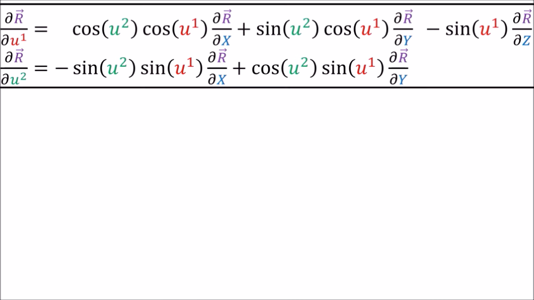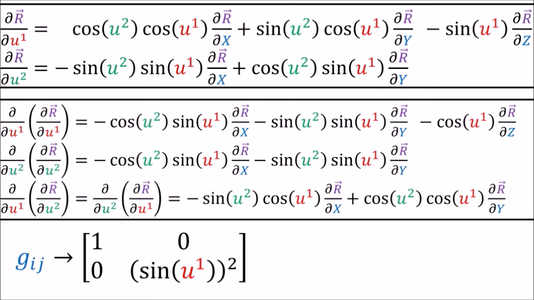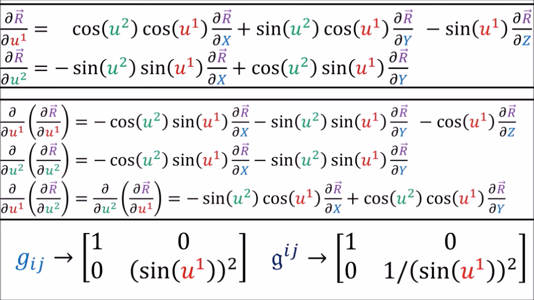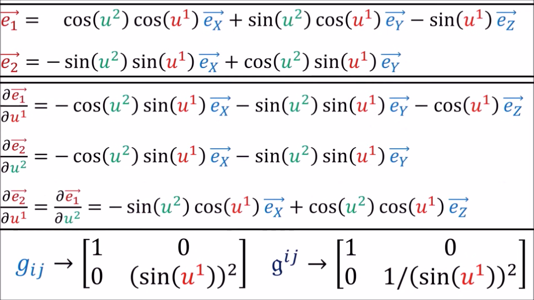Okay, so we now have the tangent basis vectors, the tangent basis vector derivatives, and the metric tensor. And given the metric tensor, we can easily get the inverse metric tensor just by taking the inverse of the matrix. So for a diagonal matrix, we just take the reciprocal of the diagonal elements. And if we recall our notation for the tangent basis vectors, which says that this partial derivative of a position vector capital R is the same thing as a basis vector, we can rewrite these formulas like this, just using the basis vector notation instead.